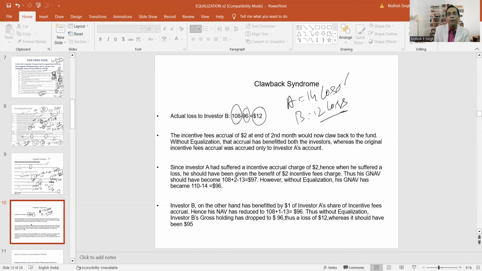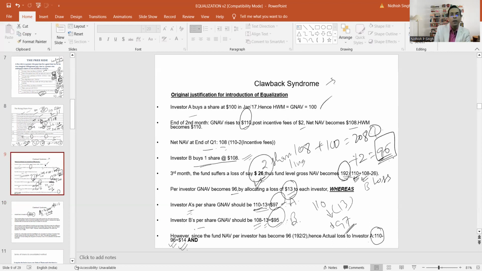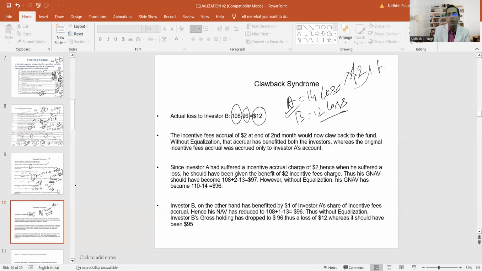Because we have not looked into the $2 of IF, which A has paid. Remember here, A has paid $2 of incentive fee. This is what is appearing here as the $2 of difference. Now, in order to fix this, as the explanation, the $2 at the end of the second month would now claw back to the fund. Because if we don't have the equalization, this $2 will not get adjusted. But the equalization will now use the clawback to adjust this number.